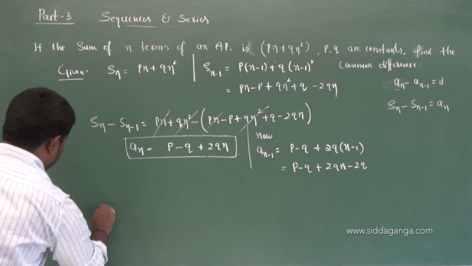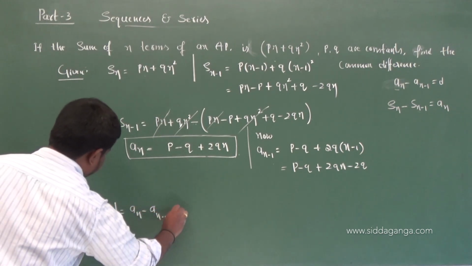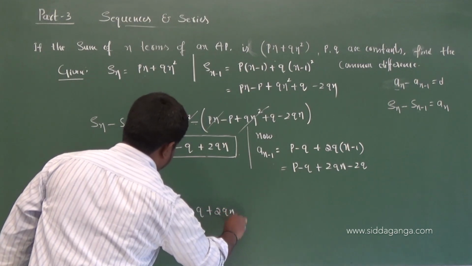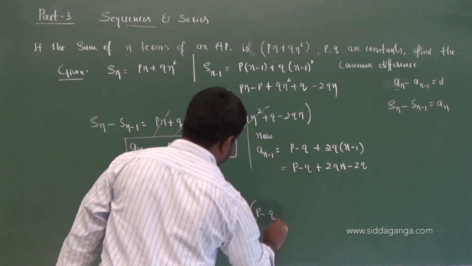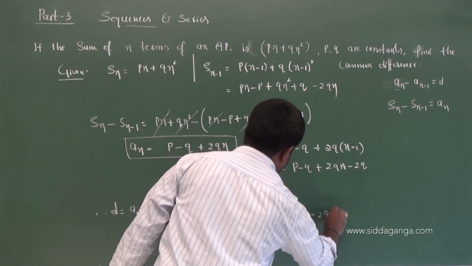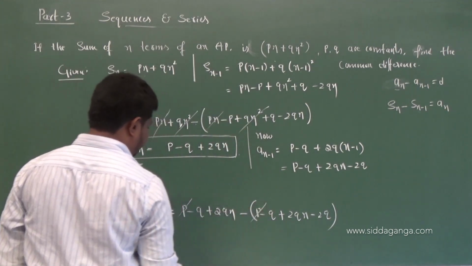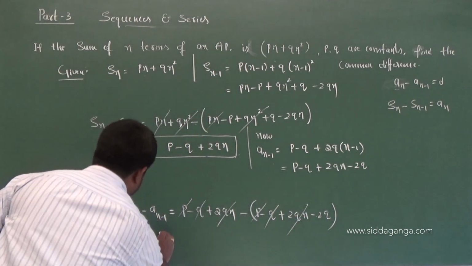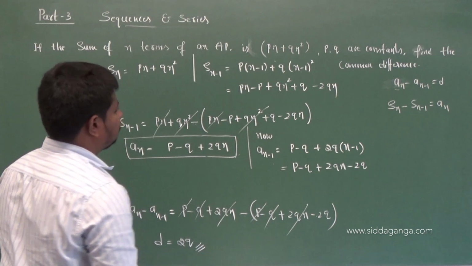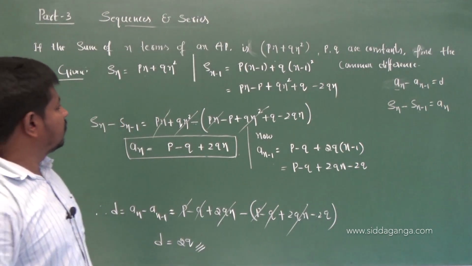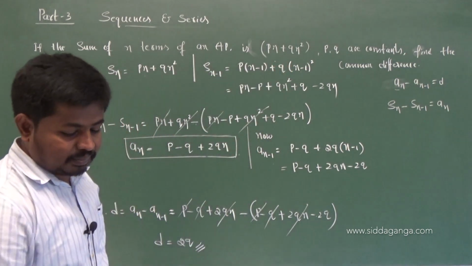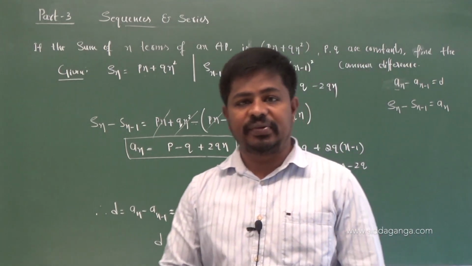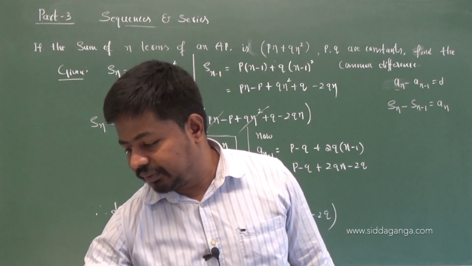Okay, now therefore, d is equal to An minus An minus 1, which is equal to, what is An? P minus Q plus 2Qn, minus P minus Q plus 2Qn minus 2Q. This is your An minus 1. P minus Q minus P, minus of minus plus Q, 2Qn minus 2Qn get cancelled, so minus of minus 2Q. So your d is 2Q. So the common difference of the given AP whose sum of n terms is Pn plus Qn square is 2Q for any constant Q. Okay. So as this is part three of the chapter sequence and series, let me continue in the next class. Thank you.